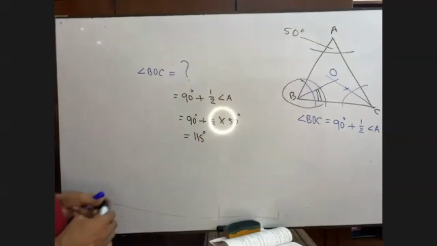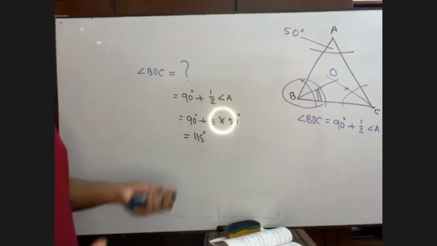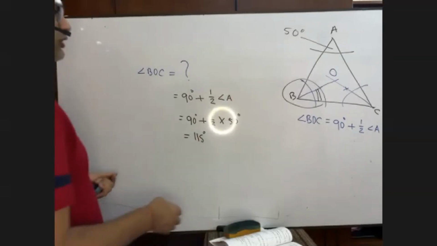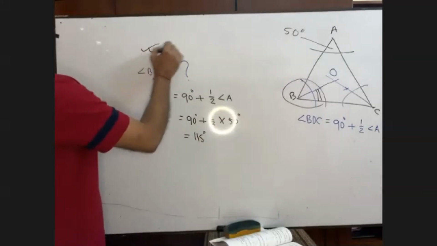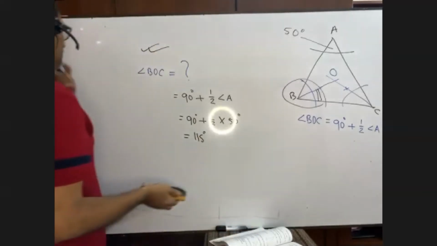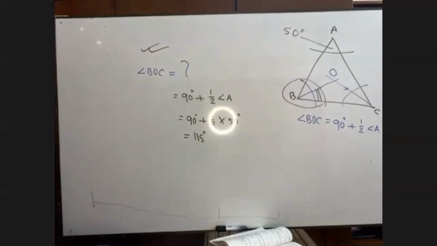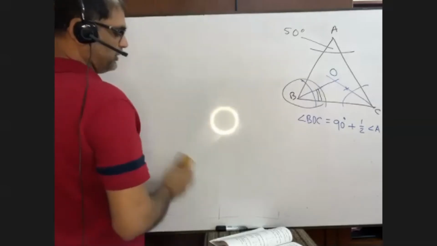Or BOC may be given. Suppose BOC is given. What is the value of angle A? You write this down. This will be given, 100% in the MCQ exam. Do you have an MCQ exam or a CQ exam or both? Both, sir. Okay, so it is important.